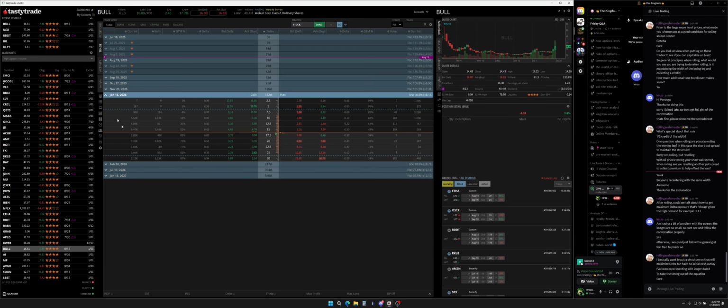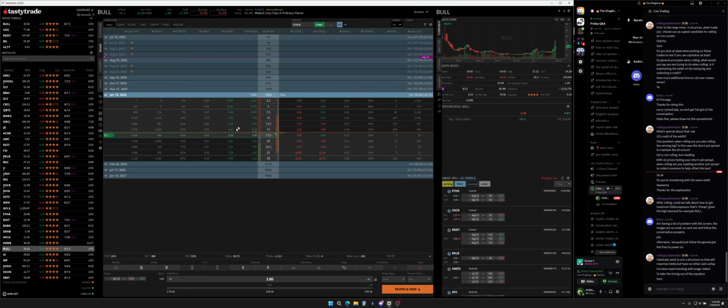Okay, so if we look at January, Bull's at just under $17. What you could do for a synthetic stock spread, as it's called, is you go long a call and go short a put, both at the money. This gives you roughly a delta of 100, so you're basically synthetically long 100 shares of Bull.